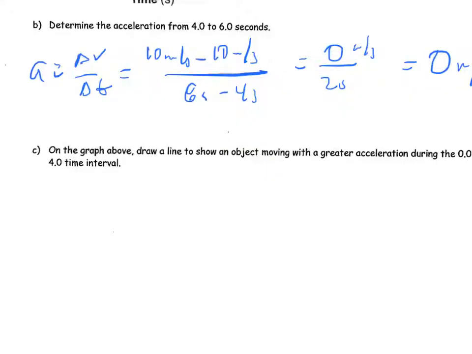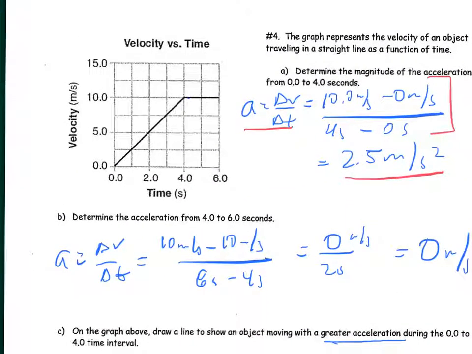On the graph above, it says draw a line to show an object moving with a greater acceleration. So that means it's going to have a steeper slope. So if I go back up and take a look at that, so here's my slope for the normal one, so a steeper slope would simply look like this. And some people chose to actually draw that out and do this. That's fine, but you had to just show a line of steeper slope.